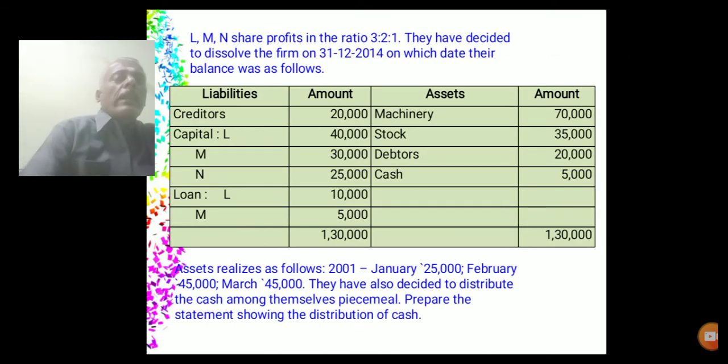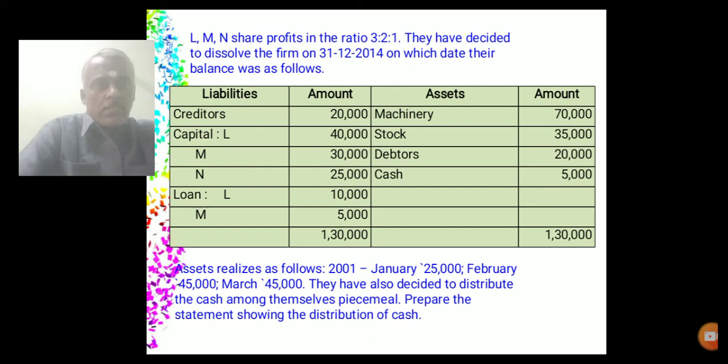Then the next problem relates to the maximum loss method. L, M, N partners in 3:2:1 ratio. Creditors are there, capital accounts are there, and loan accounts, L and M have loans. On the asset side, cash balance is there. Assets realized as rupees: January 25,000, February 45,000, March 45,000. They have also decided to distribute the cash among themselves piecemeal. Prepare the statement showing the distribution of cash.